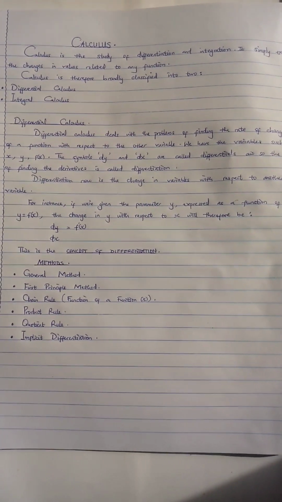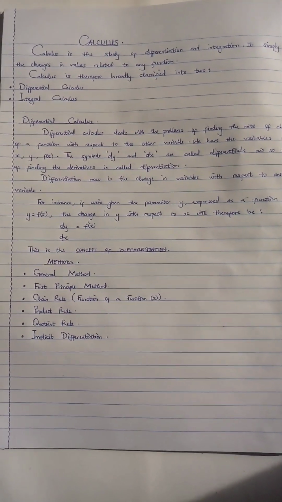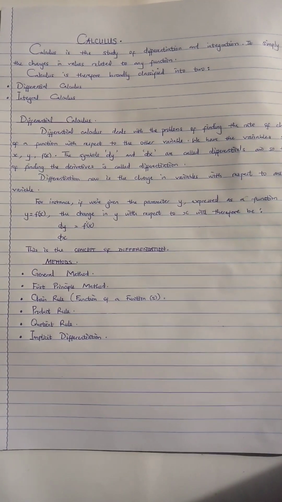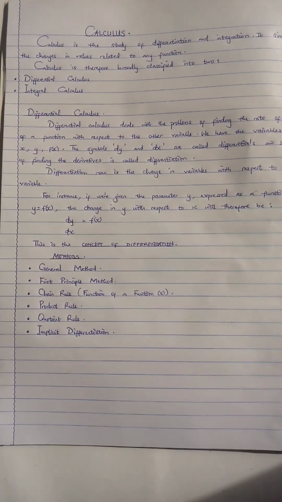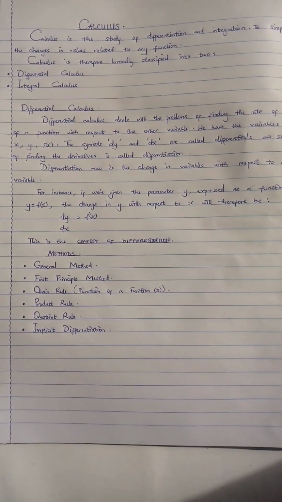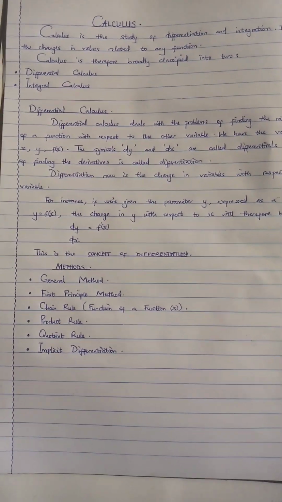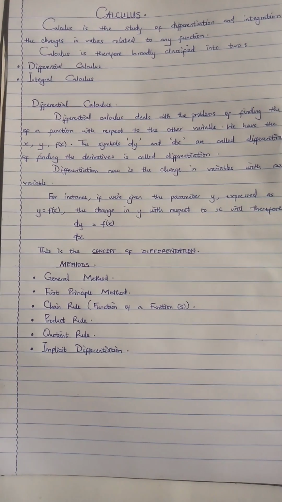Let's take, for instance, we're given the parameter y expressed as a function of x. So we have y equals f(x). To differentiate, or to find the change in one variable with respect to another variable, which is what I called differentiation, let's find the change in y with respect to x. We'll have dy over dx equals f prime of x. I hope you get this. This is simply the concept of differentiation.